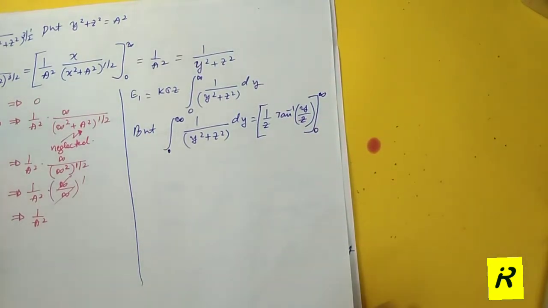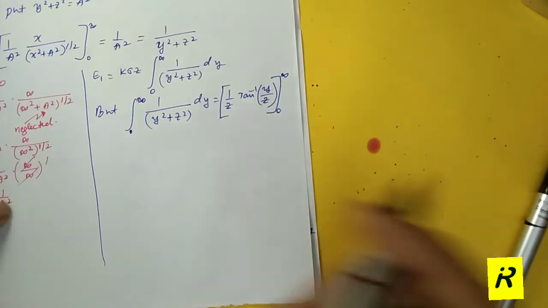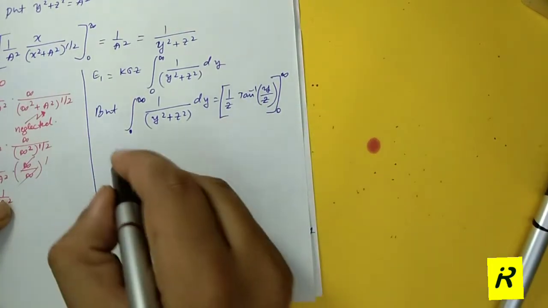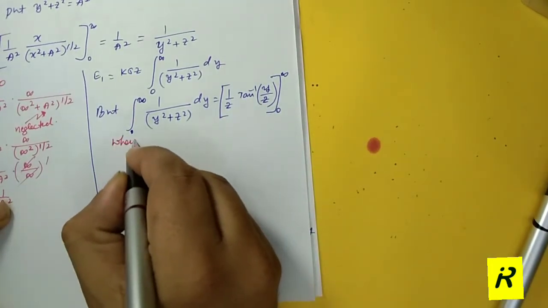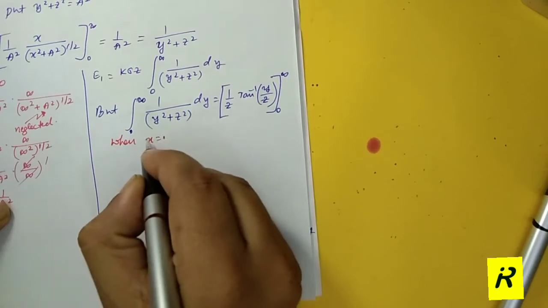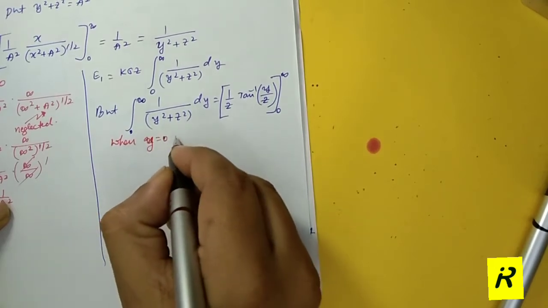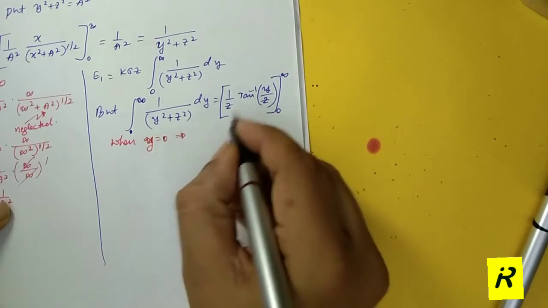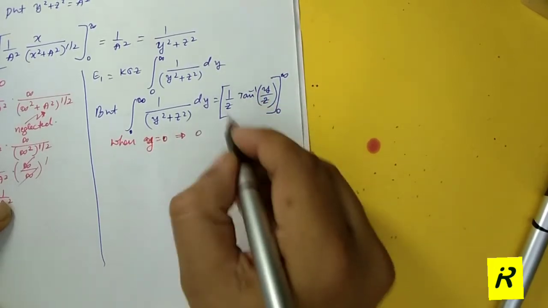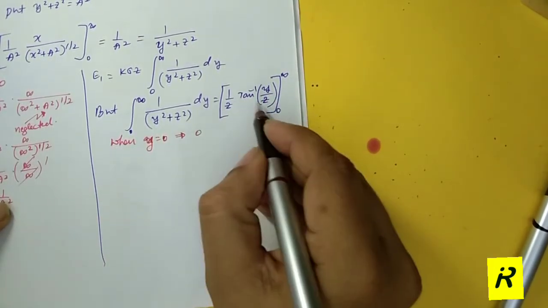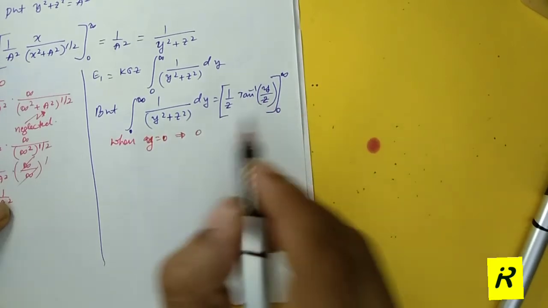0 to infinity. So when you put the lower limit, when x equals 0, that means y equals 0. When you put y equals 0, the bracket term itself is 0. The whole thing becomes 0 because y is 0. So tan inverse of 0 is 0.